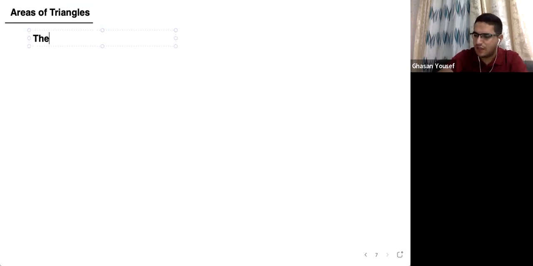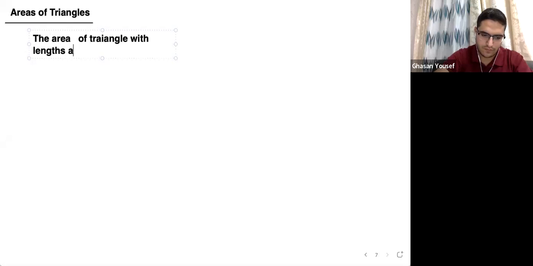Got it. Area of triangles. Okay, the area of triangles. We have just one formula here. It's not that hard. The area, we denote it by script A, of a triangle with lengths a and b with included angle theta.